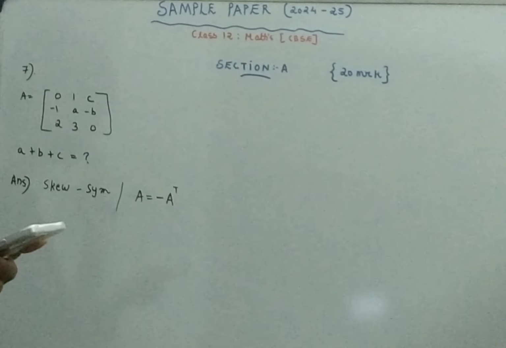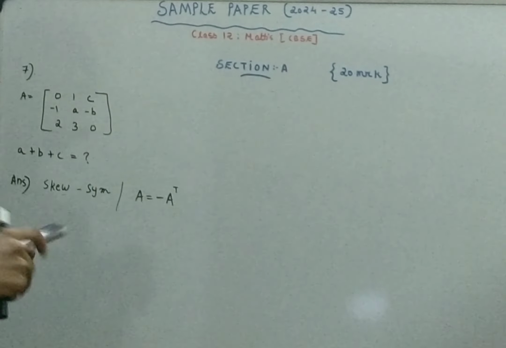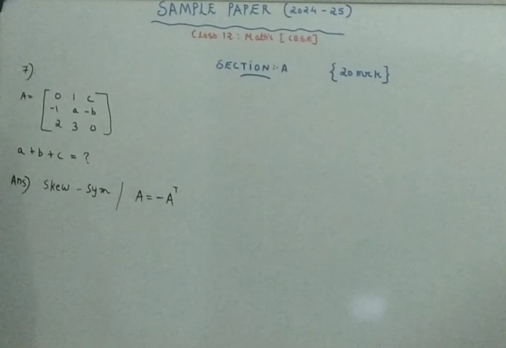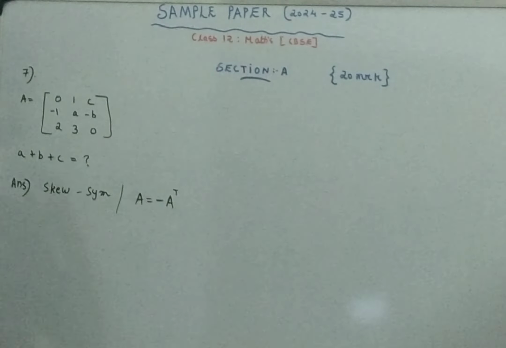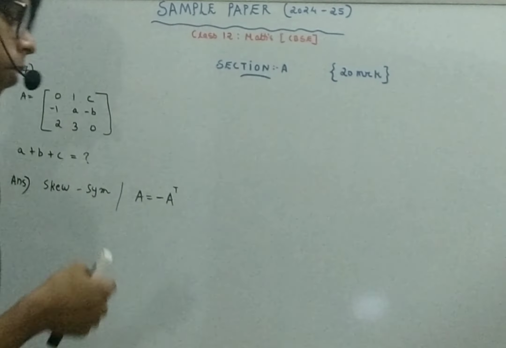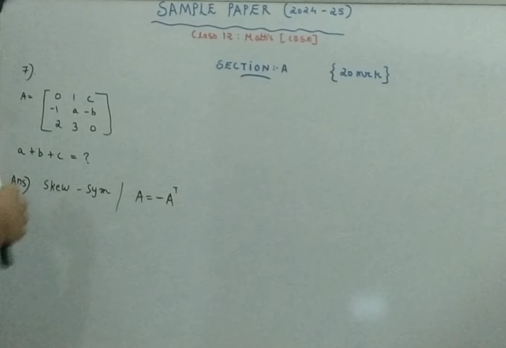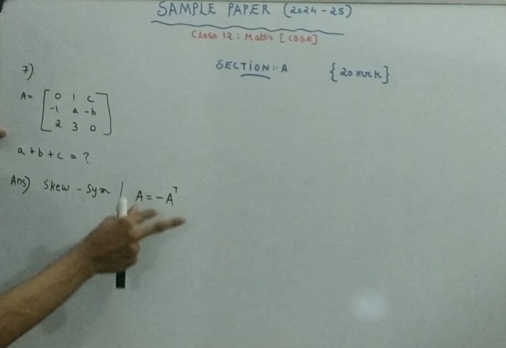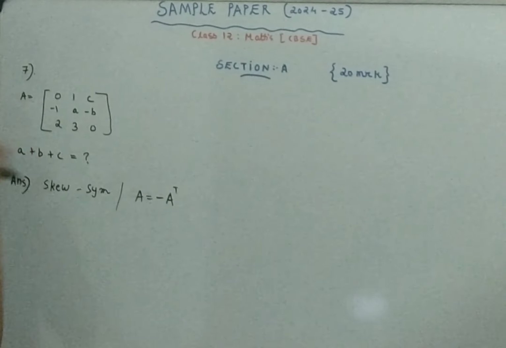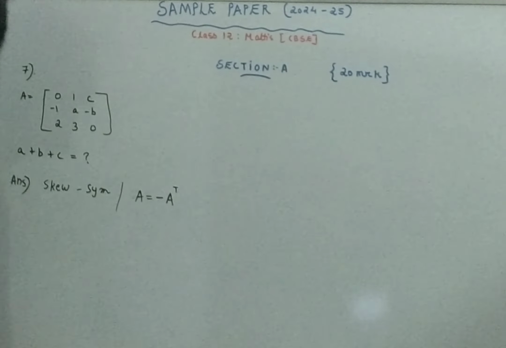The seventh question. The question is, if A is equal to this matrix, which is a skew symmetric matrix, then the value of A plus B plus C. It is given that this matrix is a skew symmetric matrix, and we know that for a skew symmetric matrix the condition is A is equal to minus of A transpose. If this matrix A is equal to the negative of A transpose, we can say that this matrix is a skew symmetric matrix. Now without doing anything, from here we can predict the value of A, isn't it?